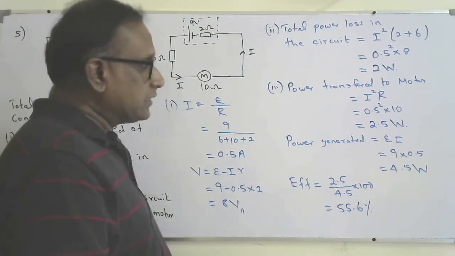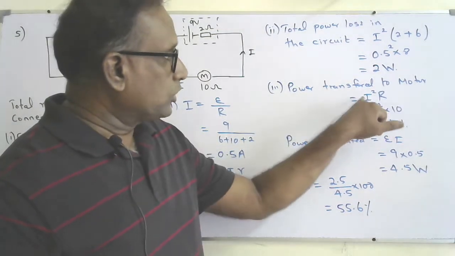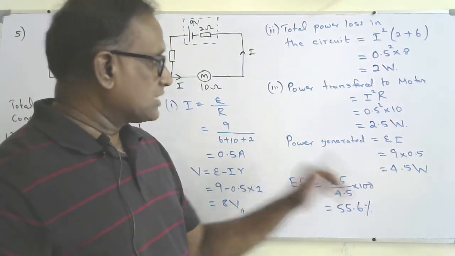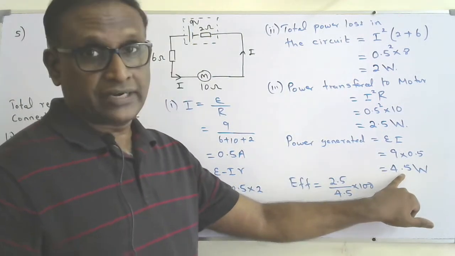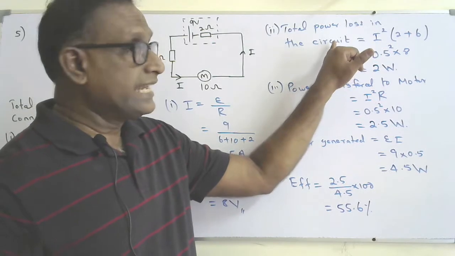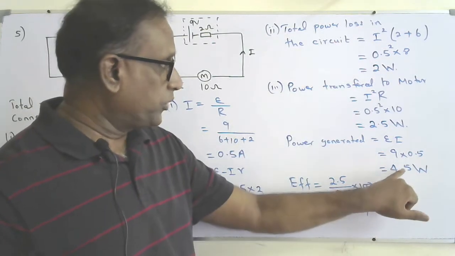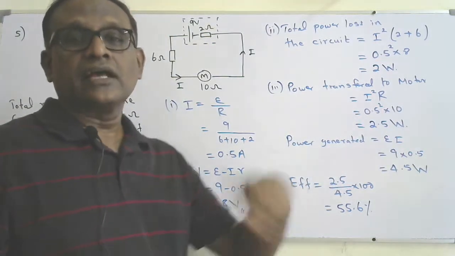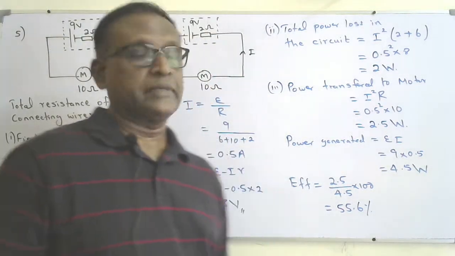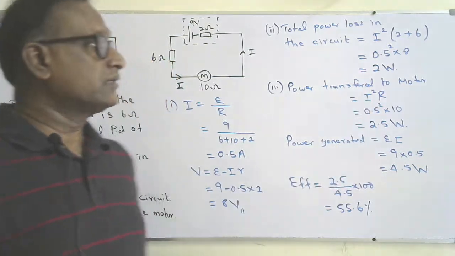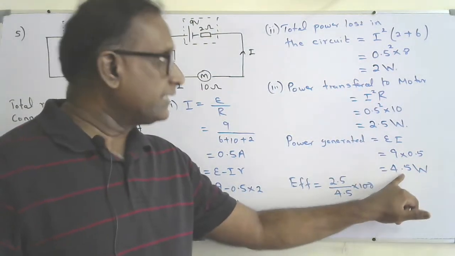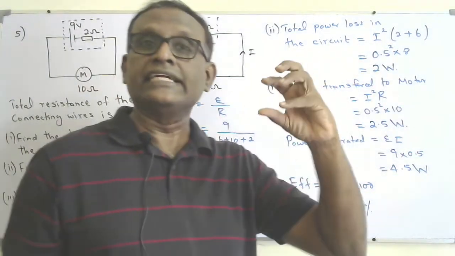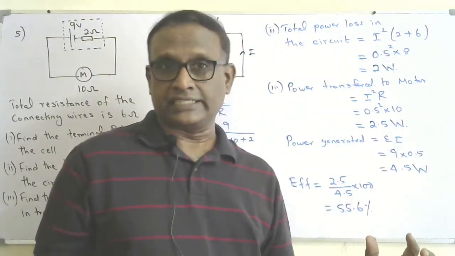So here I found the power transferred to the motor by using I squared R, 2.5. Or you can find it like this: total power generated is 4.5, power wastage in the circuit is 2, so 4.5 minus 2 is equal to 2.5. That way also you can find the power transferred to the motor. But I found it directly by using I squared R. If you want, you can find the total power generated minus the total power wastage in the circuit due to the internal resistance of the cell and the resistance of the connecting wires.